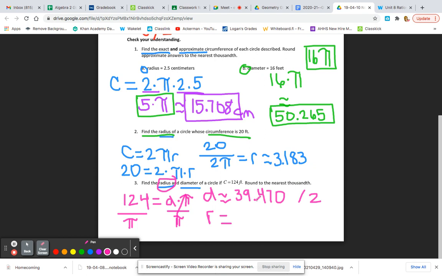So in this case, we're dividing the diameter by 2, and so the radius should have been 19.735. And again, if you were to multiply the radius times 2, you would get this back. And so you can go back and forth.